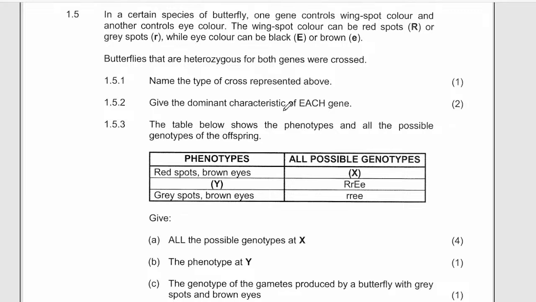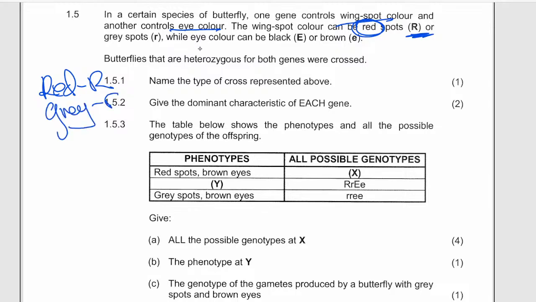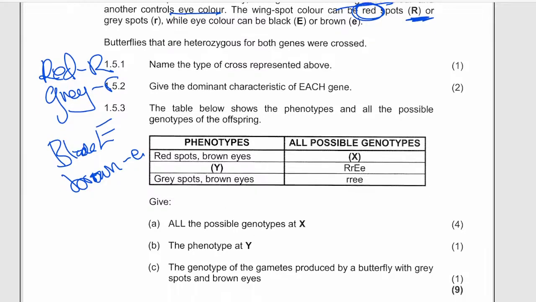All right, in certain species of butterflies, one gene controls wing spotted color and another controls eye color. So they're saying that the wing spotted color is red, meaning that red is capital letter R, or gray, which is small letter r. And the color black is capital letter E, and brown is small letter e. Now that you know that, we can answer the question.